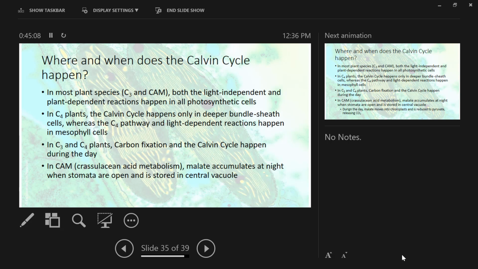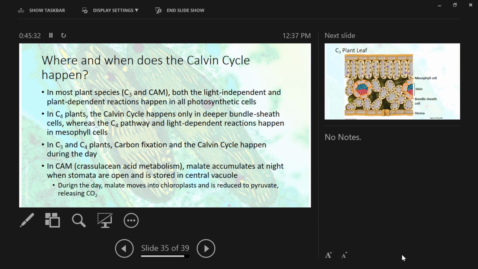At night, when the stomata are open, carbon dioxide is fixed onto oxaloacetate, which then gets reduced into malate, and all of that malate is stored up in the central vacuole. Because CAM plants don't do the C3 pathway at night. They fix carbon at night, but they do the C3 pathway only during the day. So during the day, the malate will move into the chloroplasts, get reduced into pyruvate and carbon dioxide, and increase the amount of carbon dioxide present in the cell, making it very unlikely that the rubisco will fix oxygen rather than carbon dioxide, because there's plenty of carbon dioxide.